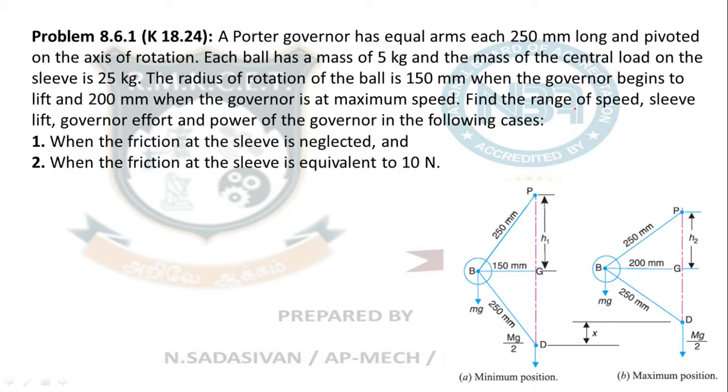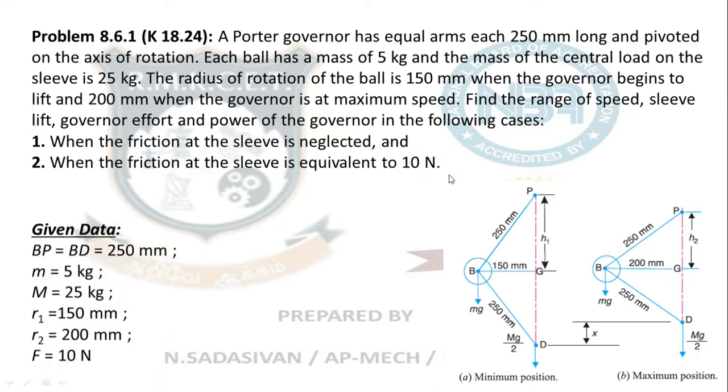Find the range of speed, sleeve lift, governor effort, and power of the governor in the following cases. Two cases are there. When there is no friction at the sleeve, friction is neglected. And when friction at the sleeve is equal to 10 Newton. Two cases we are going to solve the problem. So list down the given data.